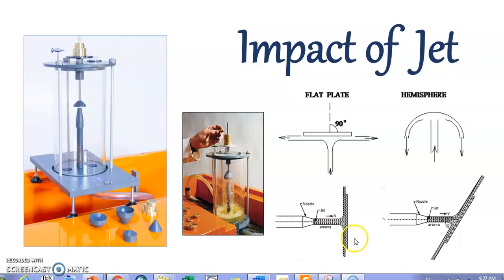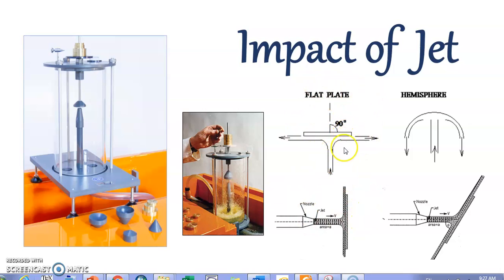You have a flat plate upon which you have a force exerted by the jet, impact of jet. This is the example for the inclined plate where inclination is theta. But when it comes to the experimental setup, we just rotate it by 90 degrees. This is how we analyze.